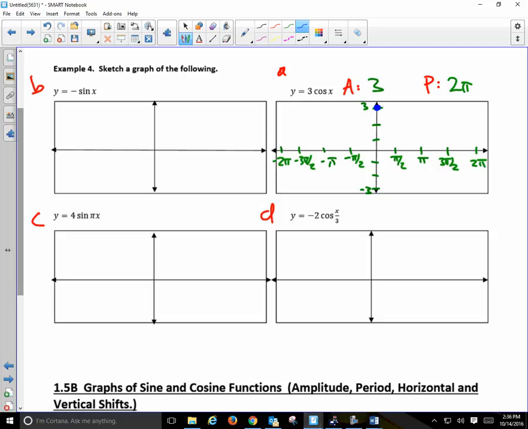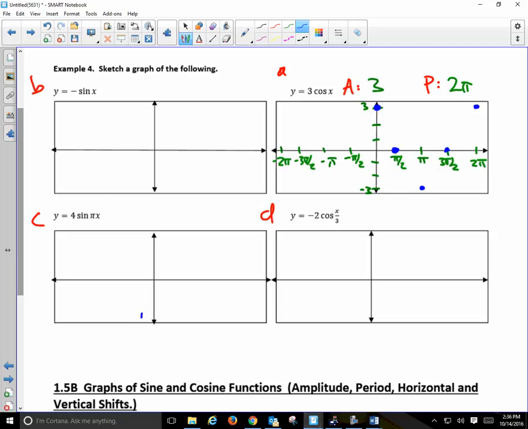And then where do you think it's going to go after that? At pi over 2, what do you think the height is going to be? Very good, it will be 0. Where will it go after that? To the bottom. And then back to the top.